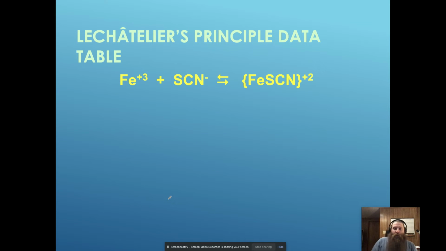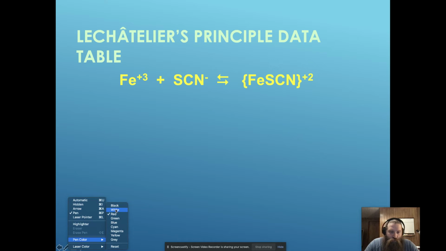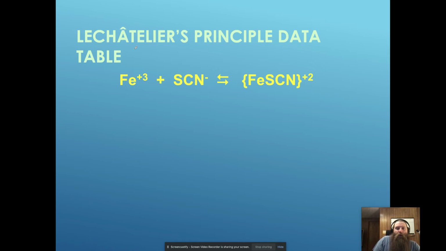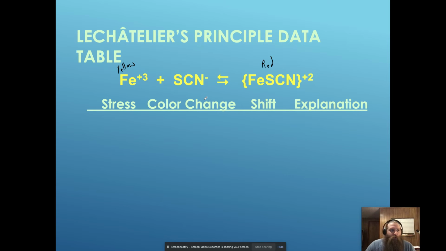And again, this is yellow. Let's do this in a different color. All right, so remember, iron is going to give us a yellow color to our solution, and this iron thiocyanate is going to be red, and we can ignore the SCN because it's colorless. All right, so I'm going to give you a stress. We're going to try to predict the color change.